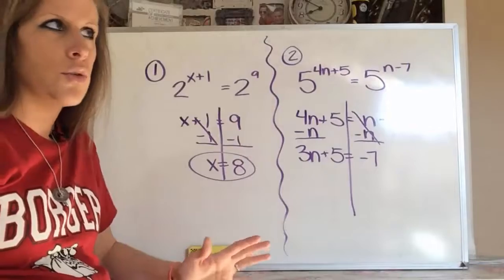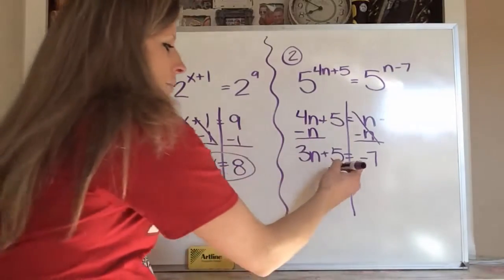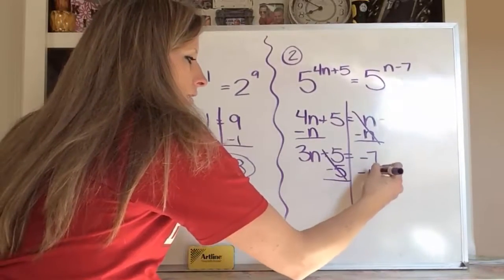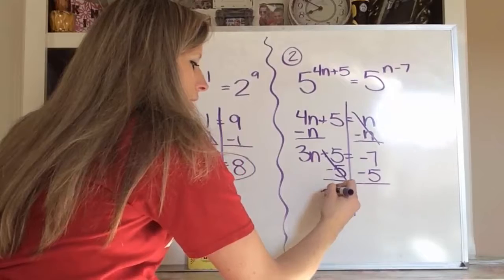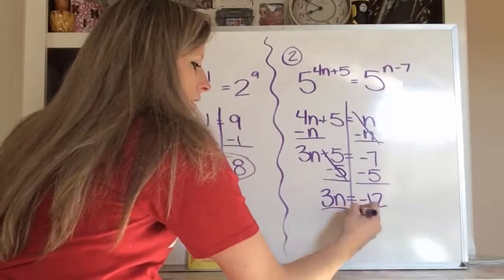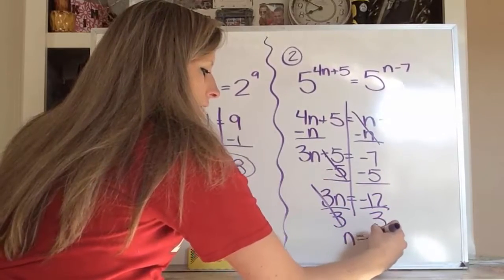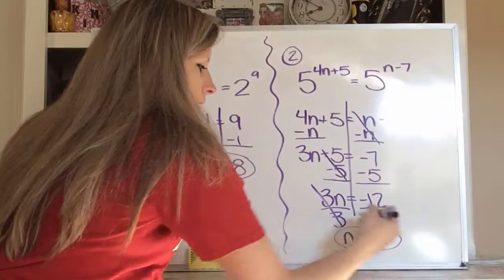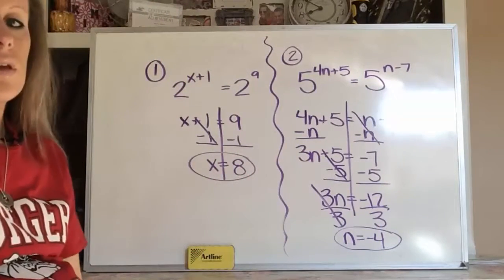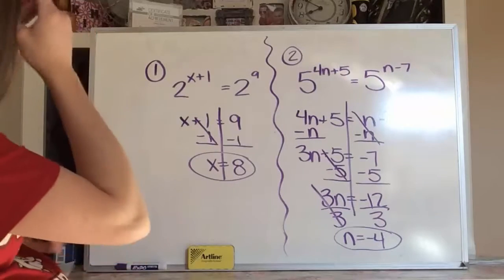And now it's kind of a normal equation. I'm going to save my n for last. I'm going to subtract 5 to get it away from my variable. So 3n equals negative 12. Divide both sides by 3, and n equals negative 4. Okay, so we're working on algebra skills today, solving for variables.